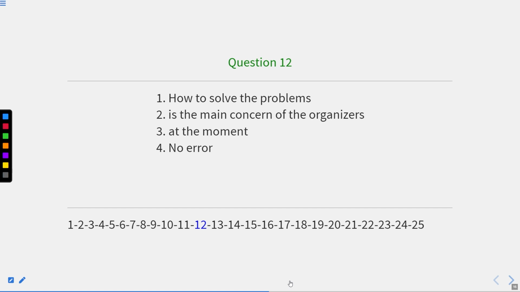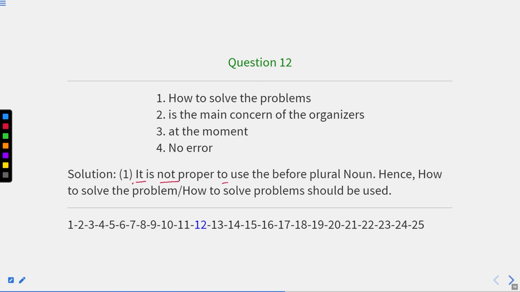How to solve the problems is the main concern of the organizers at the moment. Now, how to solve the problems? If we need to write any plural noun, and those are not particular, we can simply say how to solve problems. We need not put the before this. So the correct answer will be first, that is, it is not proper to use the before plural noun. Hence, how to solve the problems should be replaced with how to solve problems. So either we should use how to solve the problem, or we can say how to solve problems. If the noun is plural, we need not put an article before that.